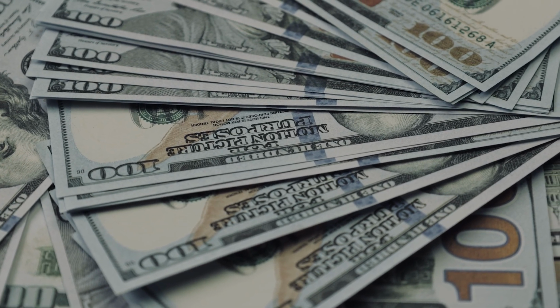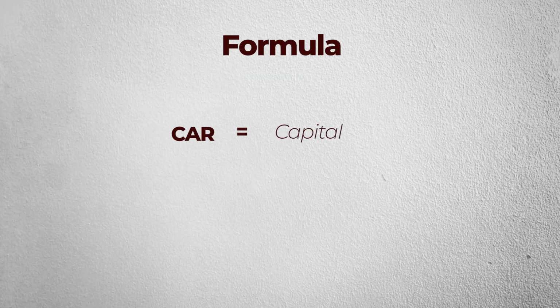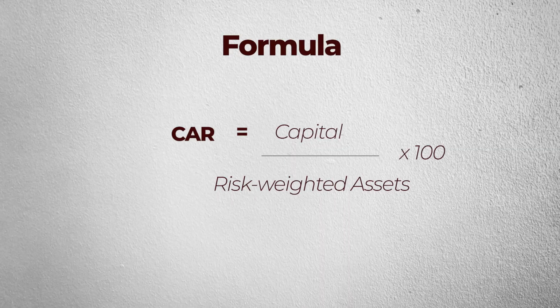Now let's understand capital safety. CAR measures how strong the bank's capital cushion is. Formula: CAR equals capital divided by risk-weighted assets multiplied by 100.